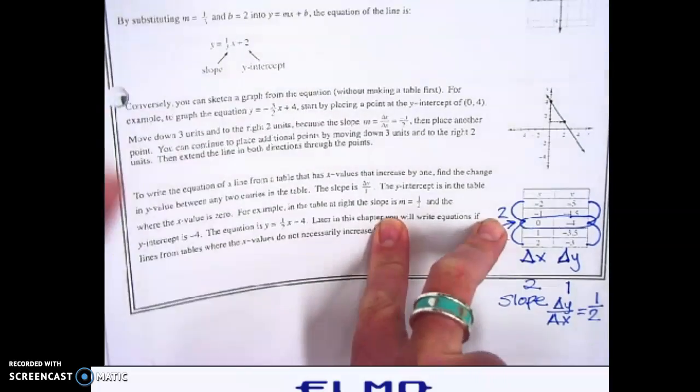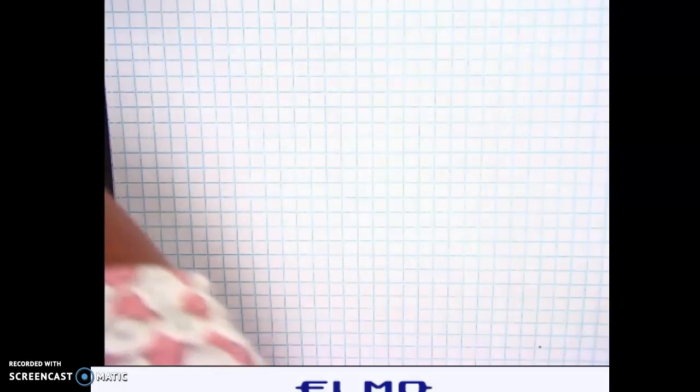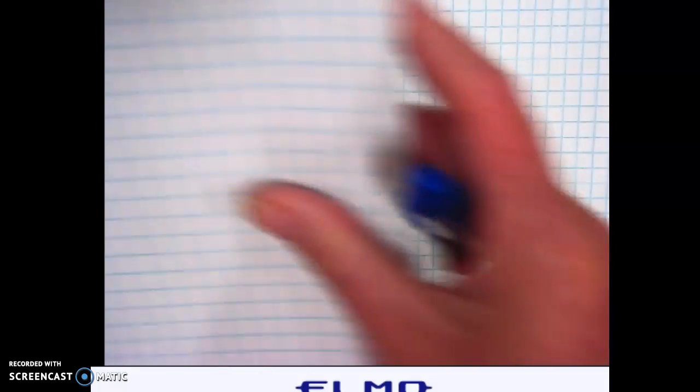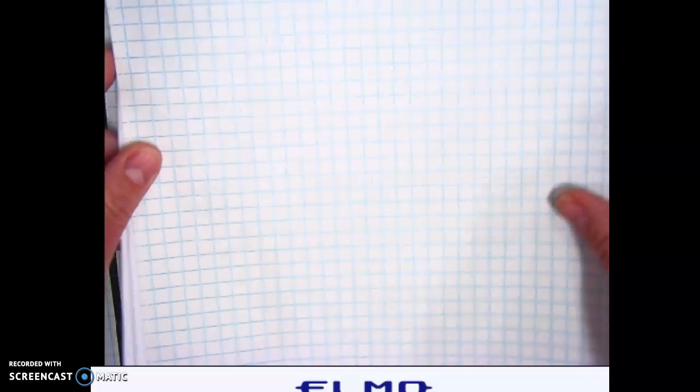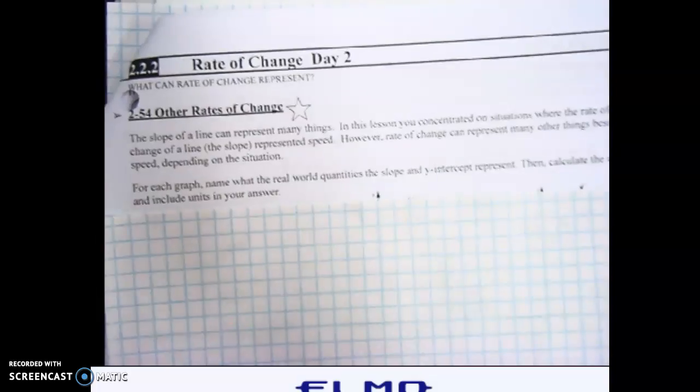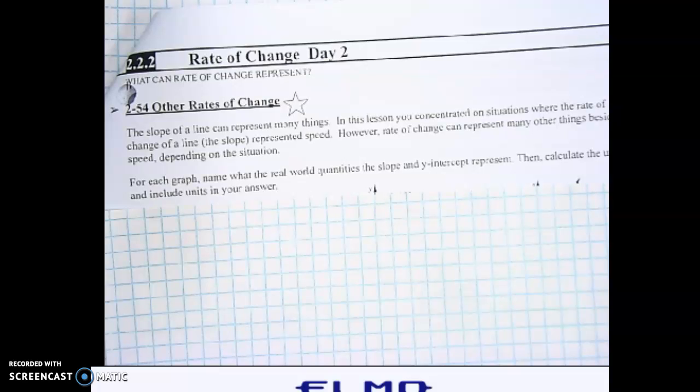Now you're going to turn back 2 pages in your packet to page 17. On page 17 is the lesson we're going to look at today, which is 2.2.2. It's called Rate of Change, Day 2. Yesterday we did Day 1, where we had the tricycle race. Today we're going to be talking about other rates of change other than just speed or distance.